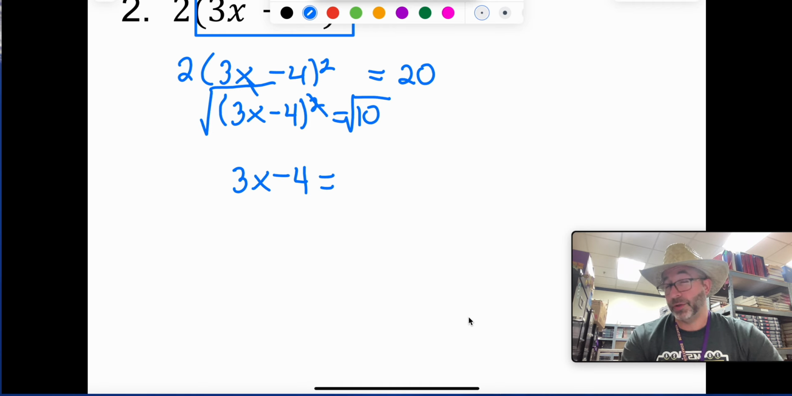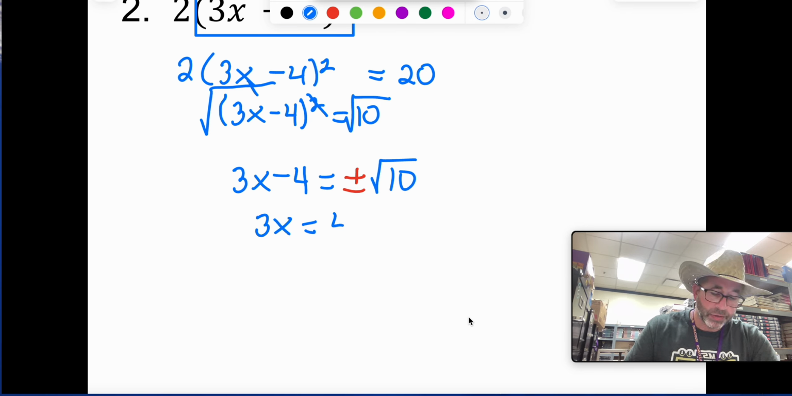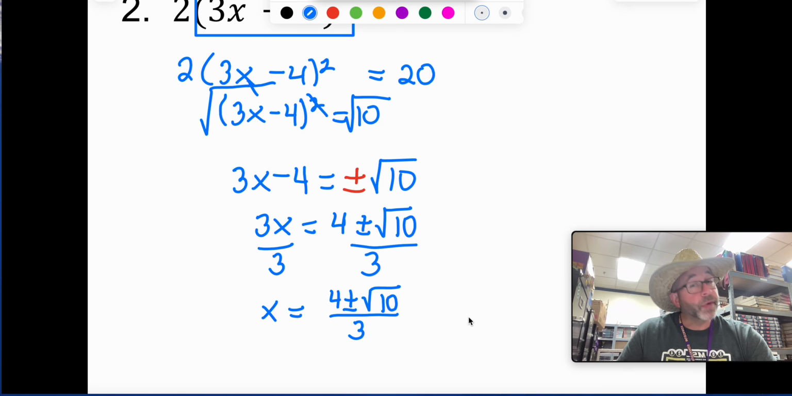Okay? In order to finish solving this now, we have to still get x by itself. So let's take that 4 and move it over, and then take the 3 and move it over. So in order to move over that minus 4, we're going to add 4. We end up with 3x is equal to 4 plus or minus the square root of 10. And then we divide everything by 3, and we end up with x is equal to 4 plus or minus the square root of 10 over 3. So those are our 2 answers for this problem.